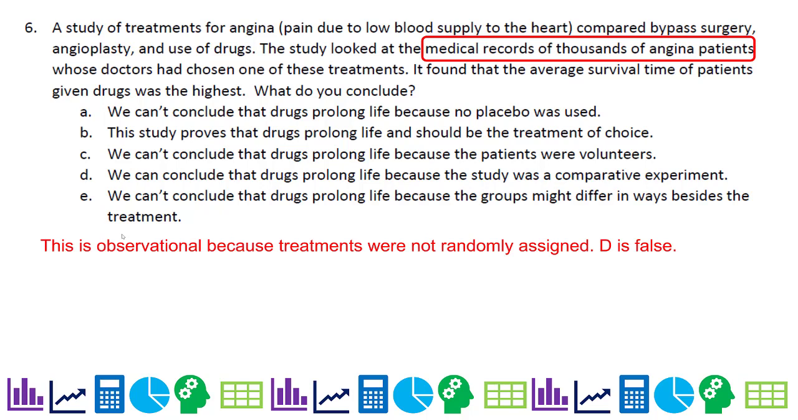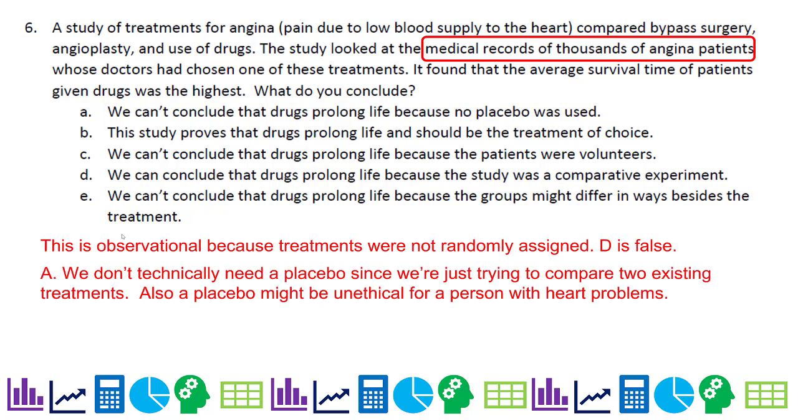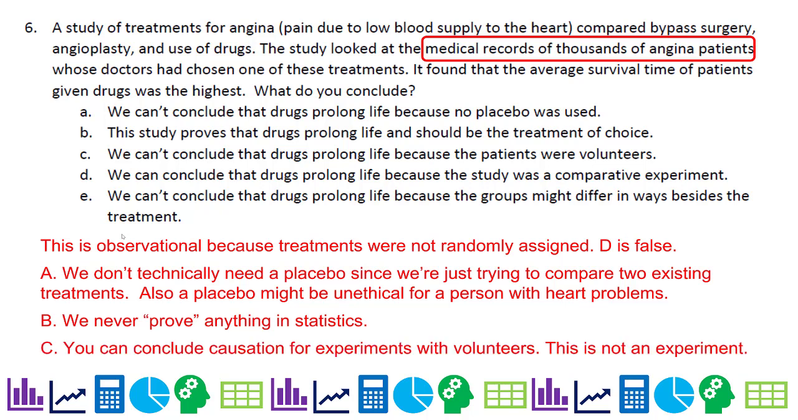So D is false because it says we can conclude that the drugs prolong life because the study was a comparative experiment. But this isn't an experiment, it's an observational study, so D is false. We don't technically need a placebo since we're just trying to compare 3 existing treatments. Also, a placebo might be unethical for a person with heart problems. You don't want to just not treat them, so that wouldn't be good. And B says this study proves that drugs prolong life and should be the treatment of choice. We never prove anything in statistics. If you see prove as part of the answer, that's probably not the answer. We can have evidence for, but we never prove anything.